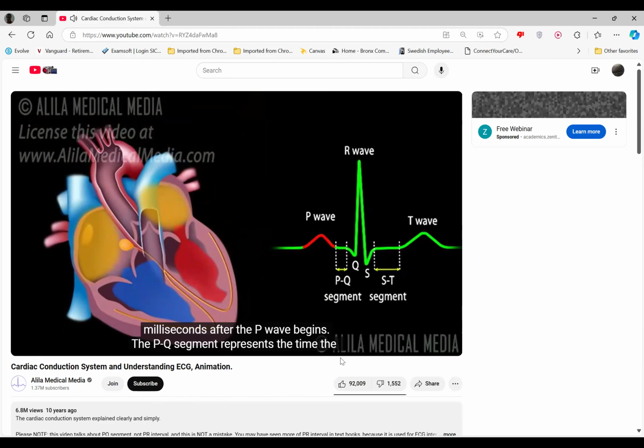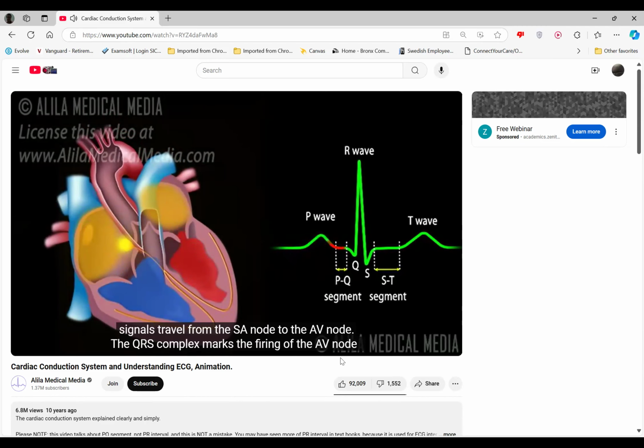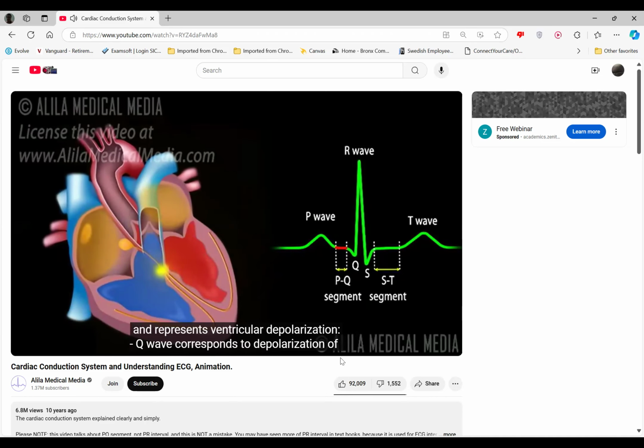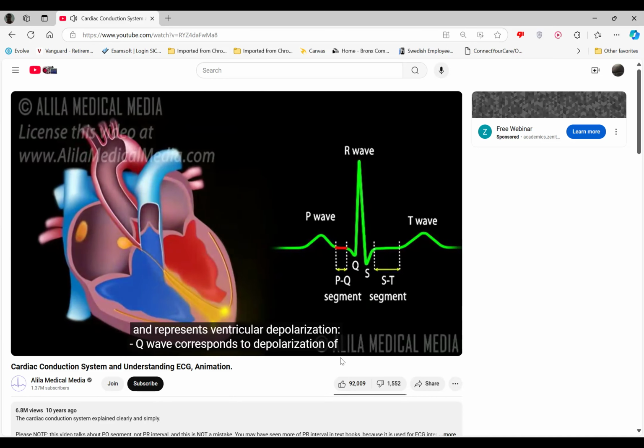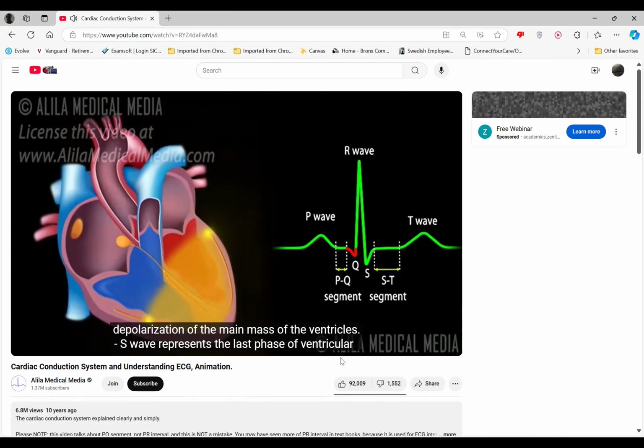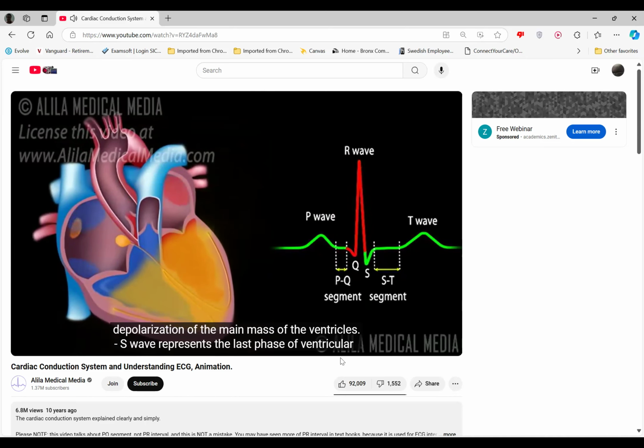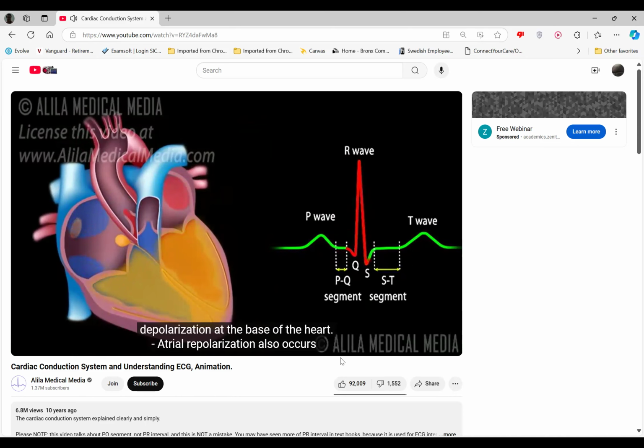The PQ segment represents the time the signal travels from the SA node to the AV node. The QRS complex marks the firing of the AV node and represents ventricular depolarization. Q wave corresponds to depolarization of the interventricular septum. R wave is produced by depolarization of the main mass of the ventricles. S wave represents the last phase of ventricular depolarization at the base of the heart. Atrial repolarization also occurs during this time, but the signal is obscured by the large QRS complex.